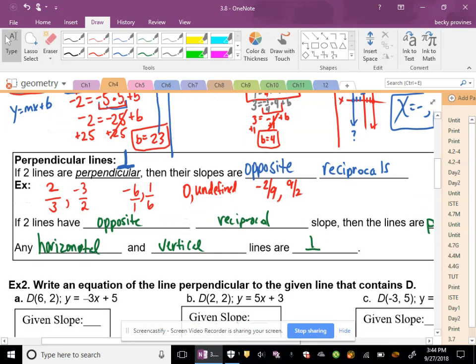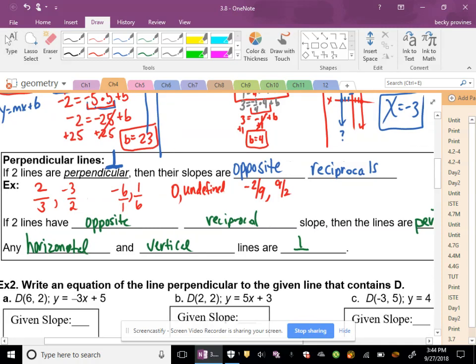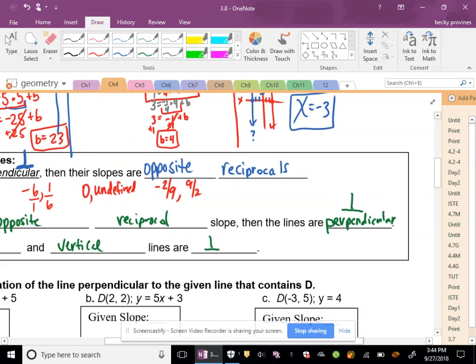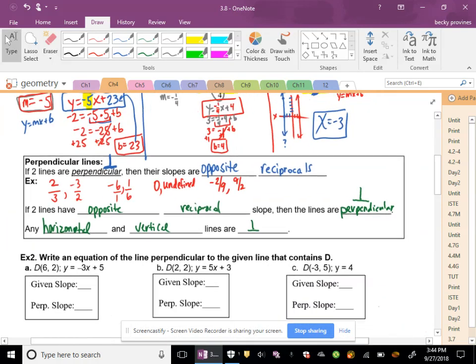All right, so here's some more ways to write the same information. If two lines have opposite reciprocal slopes, then the lines are perpendicular, and you can use the symbol if you didn't want to write the word out. And lastly, any horizontal and vertical lines are perpendicular. And we just talked about that right here with the 0 and undefined slope.